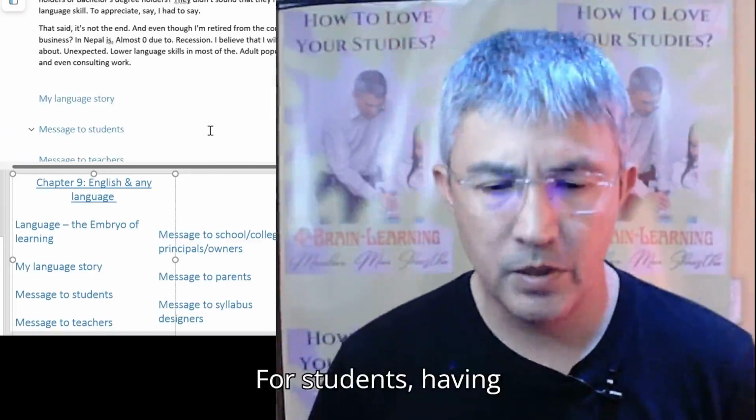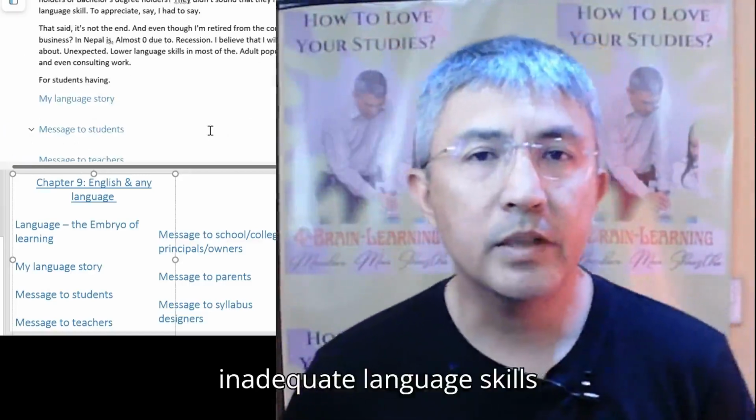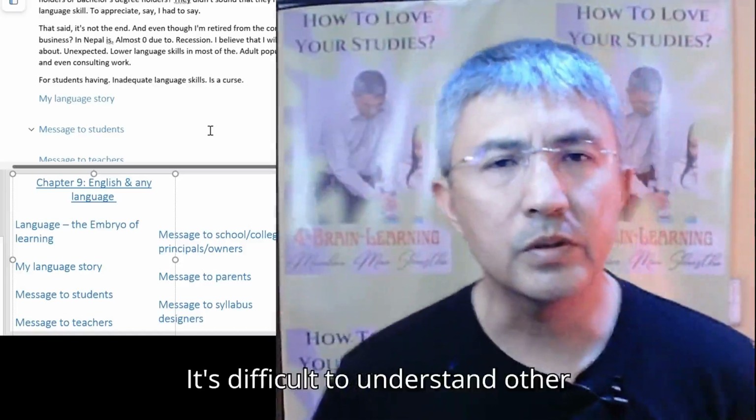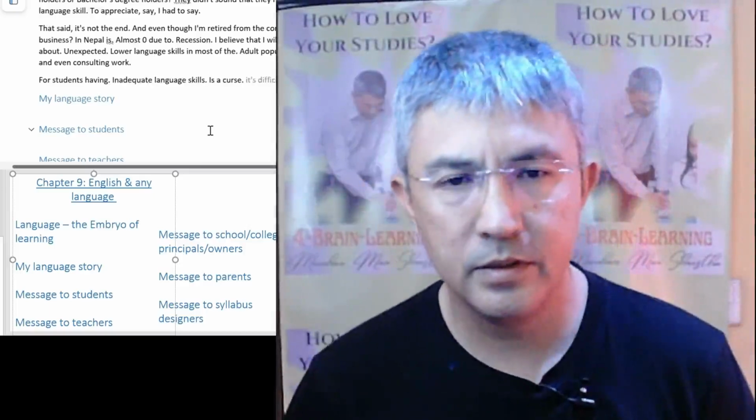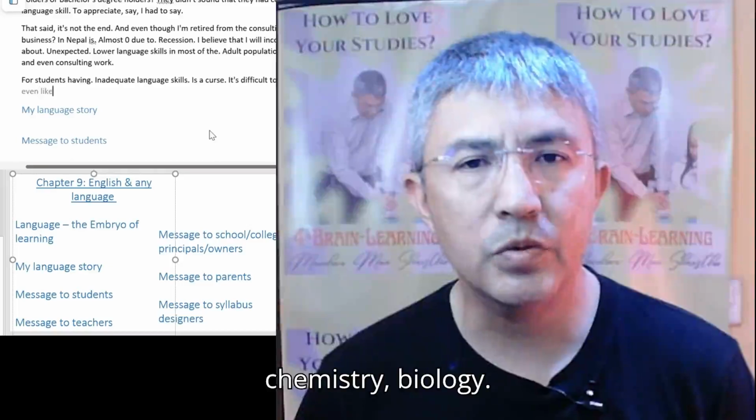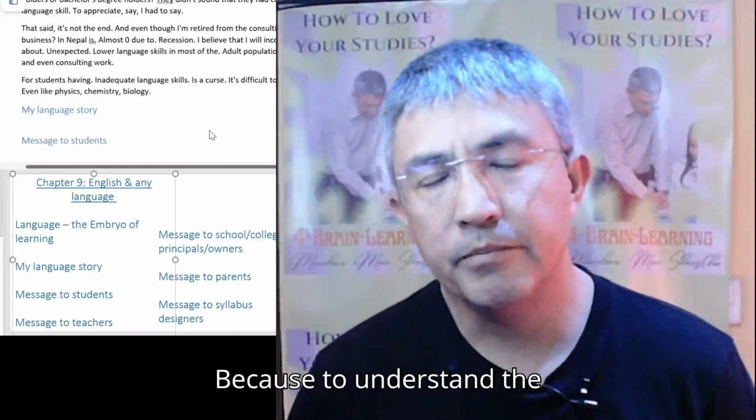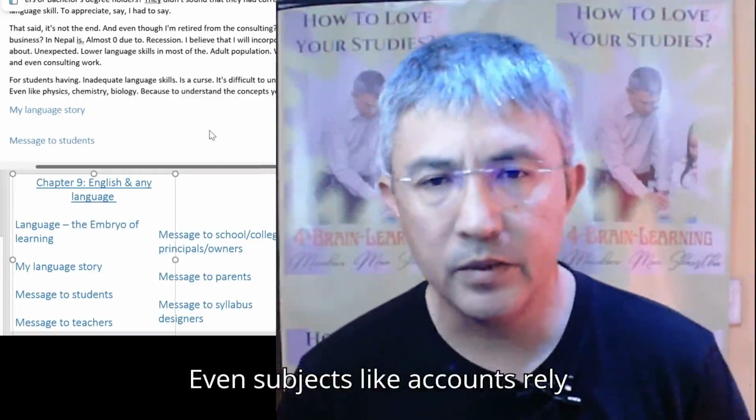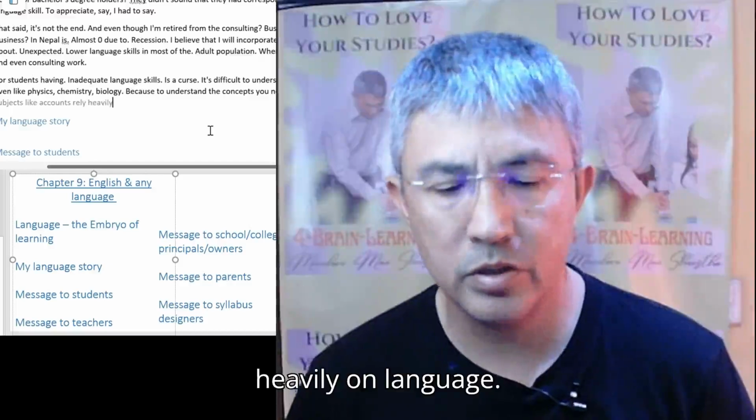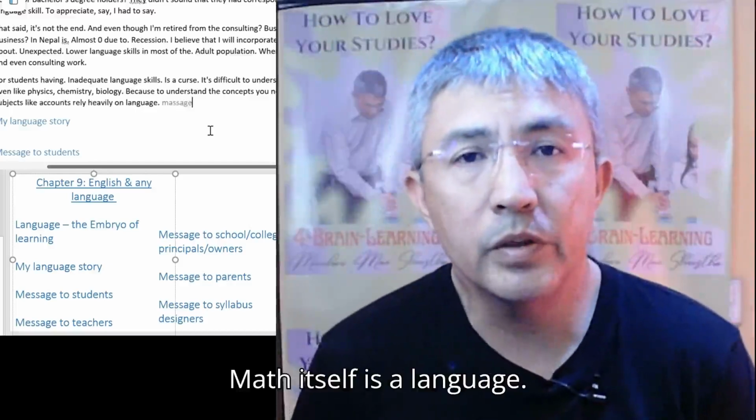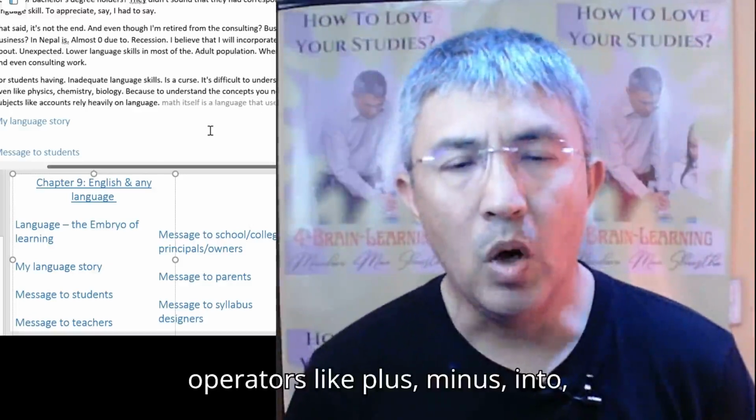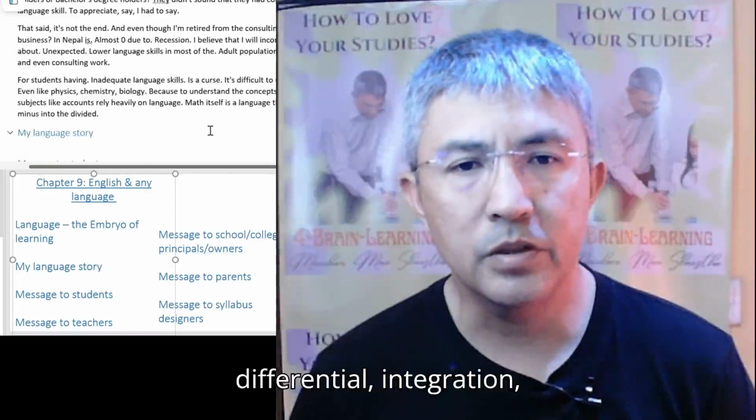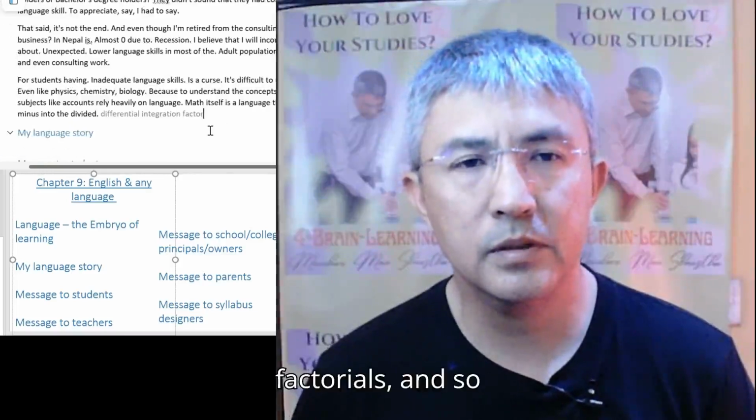For students, having inadequate language skills is a curse. It's difficult to understand other subjects, even like physics, chemistry, biology, because to understand the concepts, you need language. Even subjects like accounts rely heavily on language. Math itself is a language that uses operators like plus, minus, into, divided, differential, integration, factorials, and so on.